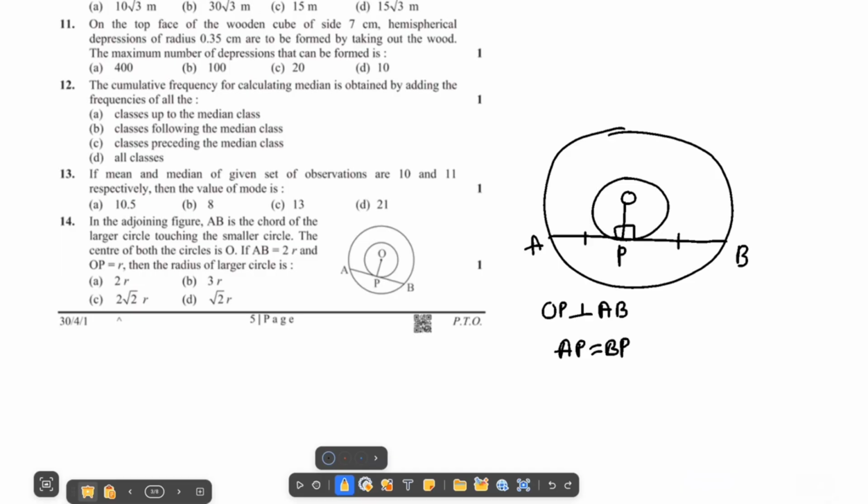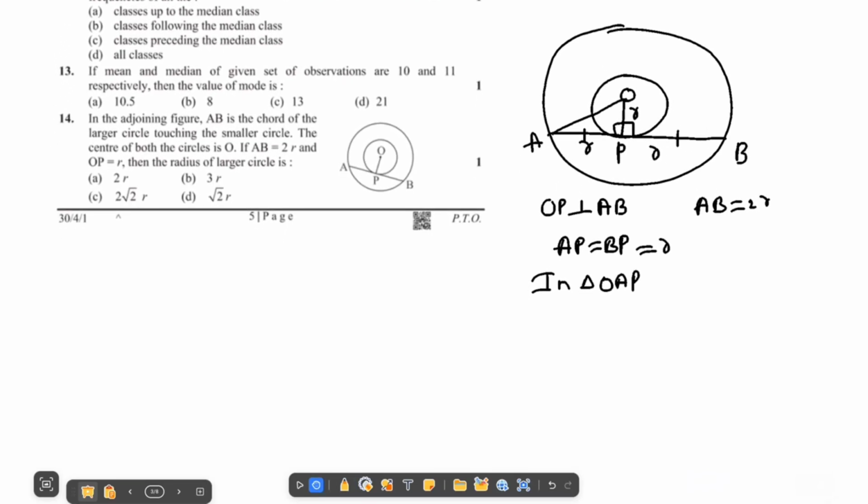So that means here already AB is given as 2R. So when AB is 2R, then AP and BP both are equal to R. So this will be R and this is also R. And OP already given as R. Now join O and A. So we will get a right angle triangle OAP. So in right angle triangle OAP, apply the Pythagoras theorem. What is the Pythagoras theorem? Square of hypotenuse, that will be OA square, is equal to the sum of the squares of the other two sides. So other two sides are OP square plus AP square.